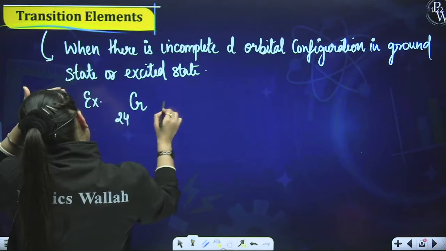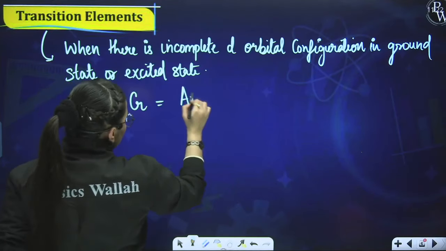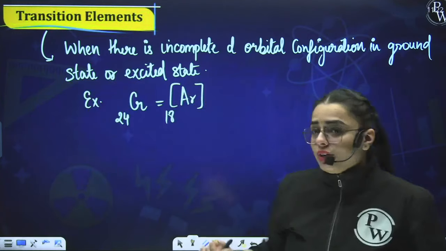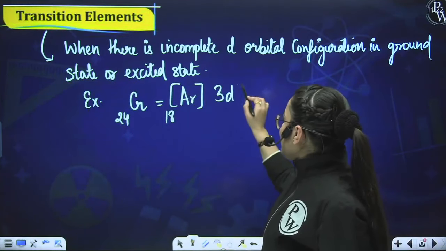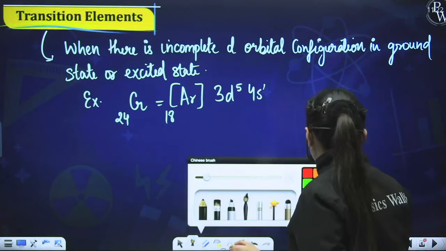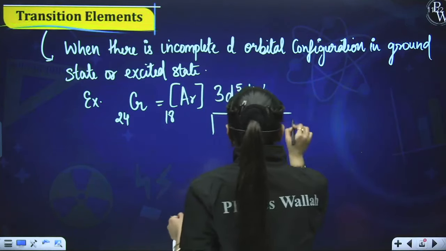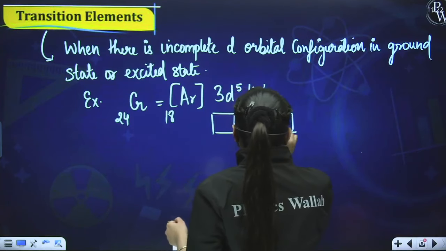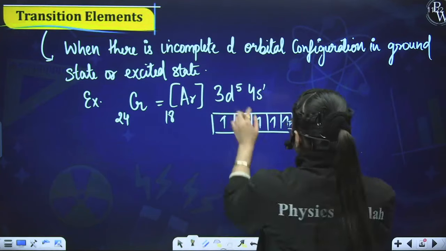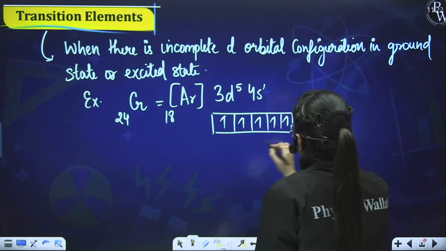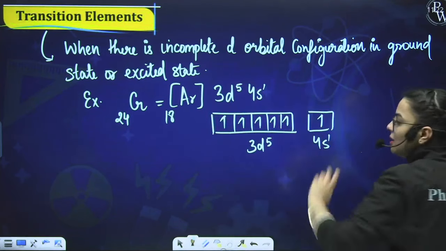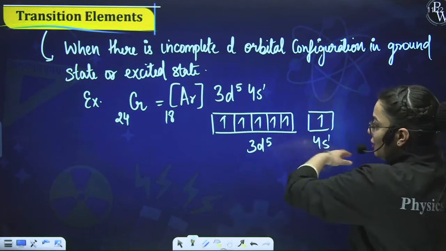Atomic number 24. What was the general electronic configuration? Argon 18, and after that I told you there is an exception over here. What was it? 3d5 4s1. This was the exception, right? Now if I fill these electrons in the d subshell, it is 1, 2, 3, 4 and 5, so 3d5, and in 4s it is 1. So basically this is 3d5 4s1. So are they completely filled? No ma'am, they are not completely filled. Is it 3d10?